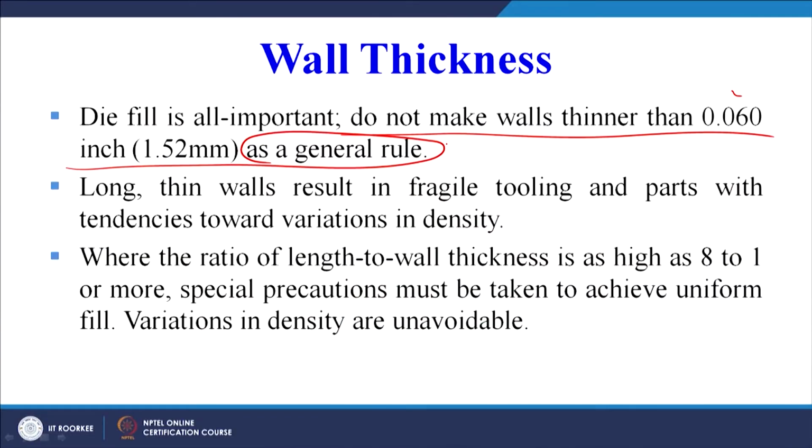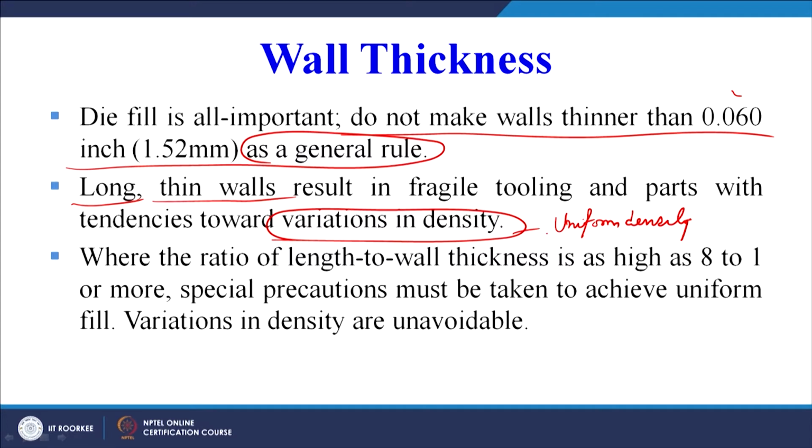Long thin walls result in fragile tooling and parts with tendencies towards variations in density. So what is our requirement? We want uniform density all around. But if we make parts with long, thin walls, the density may not be uniform. There may be a gradient of density along the length of the product, which is not desirable. Therefore, when designing a part, we must ensure that the part is not very long, so that it does not have different density, which would affect its functional performance during service.